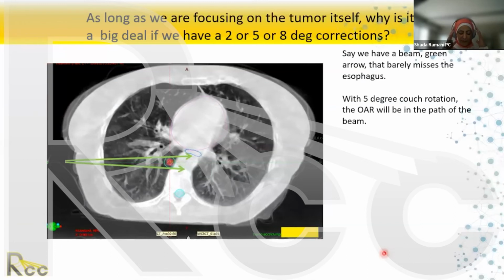If our focus is the tumor, why do we bother going inside and aligning? Why not let the 6-degree couch take care of it, and we're done.